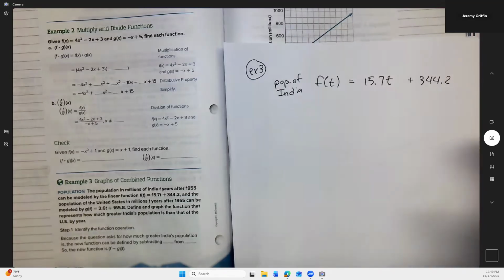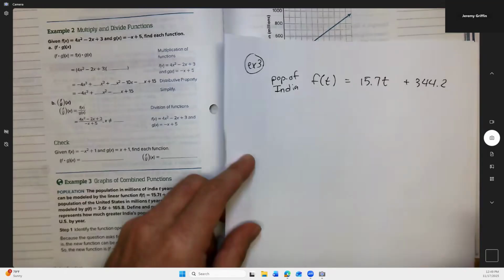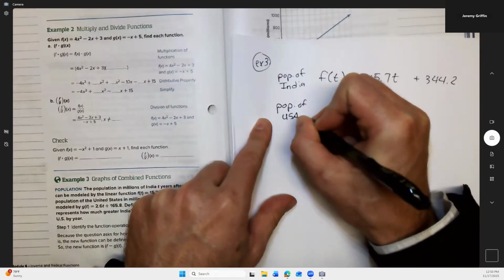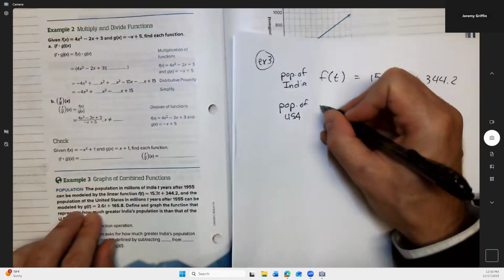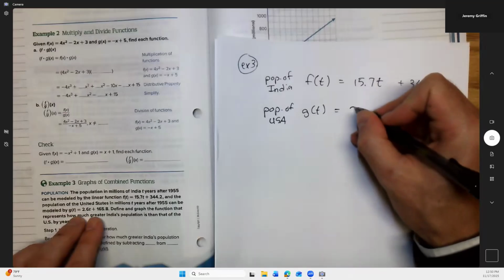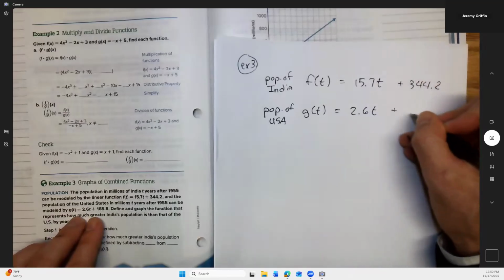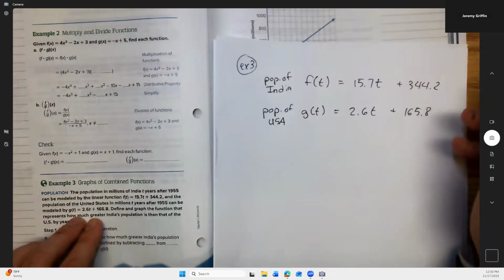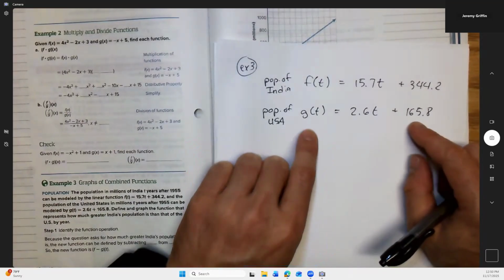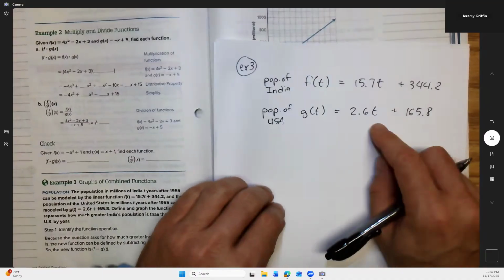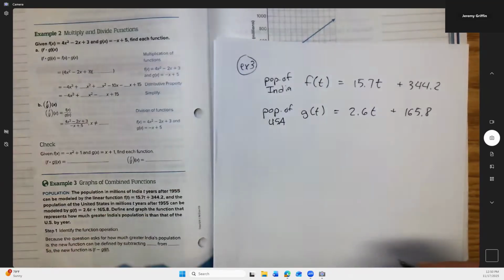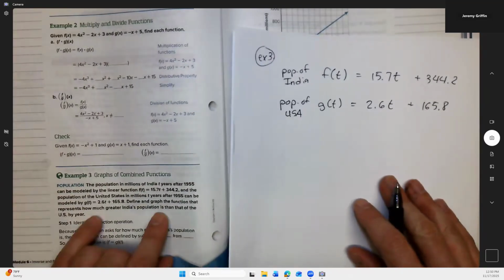Now, this might not be exact, but it's kind of like an average over a couple of decades or something like that. Your book also gives you the population of the USA, and we're going to call this g of t, the population of the States. And that's 2.6 t plus 165.8. That means in year 0, which again corresponds to 1955, the population of the United States is about 165 million. And then every year after that, we're adding on about 2.6 million. Just like that.